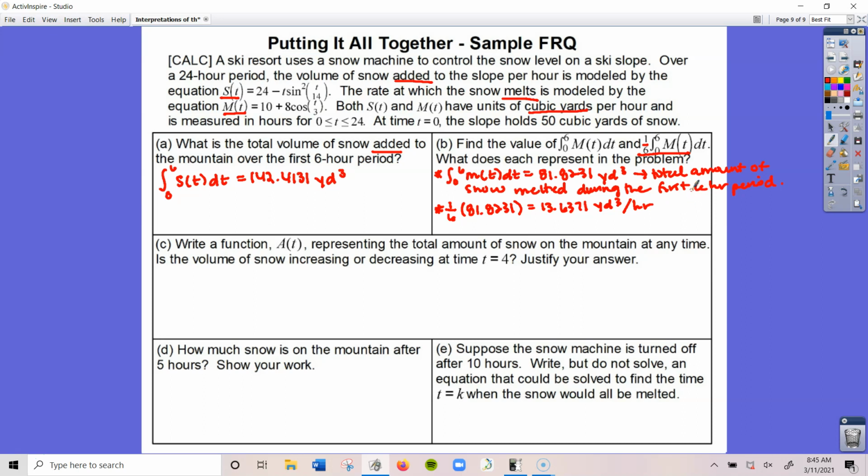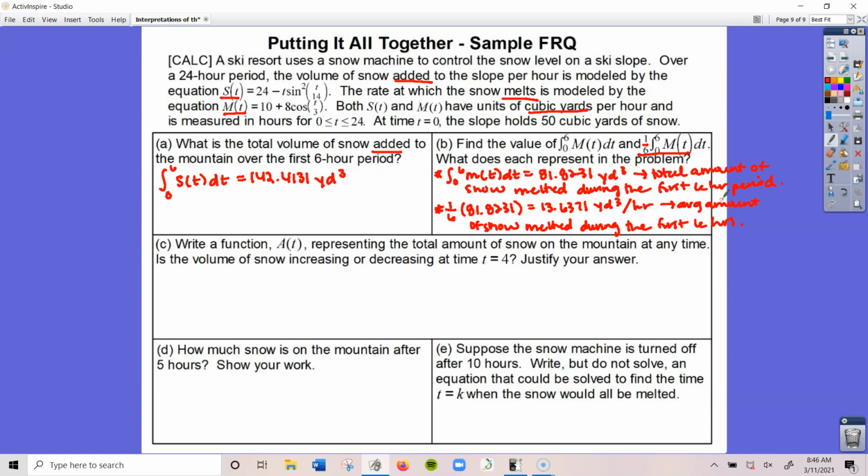So it's kind of like a rate, and this shows the average amount of snow melted during the first 6 hours. So when you're finding average value, your units are the same as if it was a derivative, because it's basically the same thing. It represents a rate since we are dividing by time.